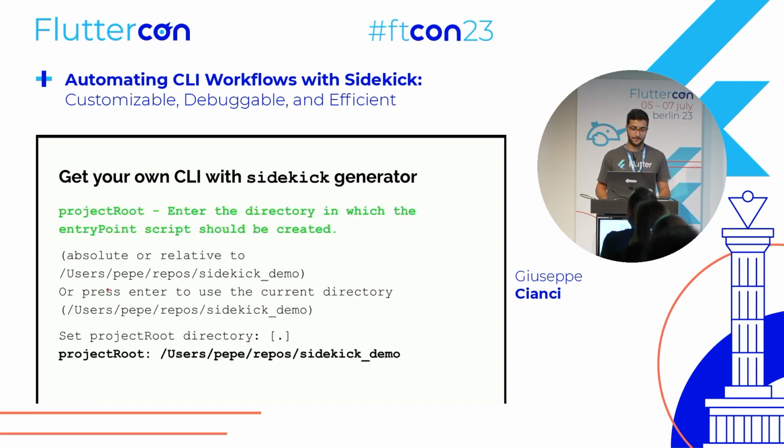own CLI. So the generation process is pretty straightforward. You'll be asked 3 questions. The first is, where should the entry point of your CLI be placed? So the CLI executable, I'll just go with the default option, which is the root folder here.